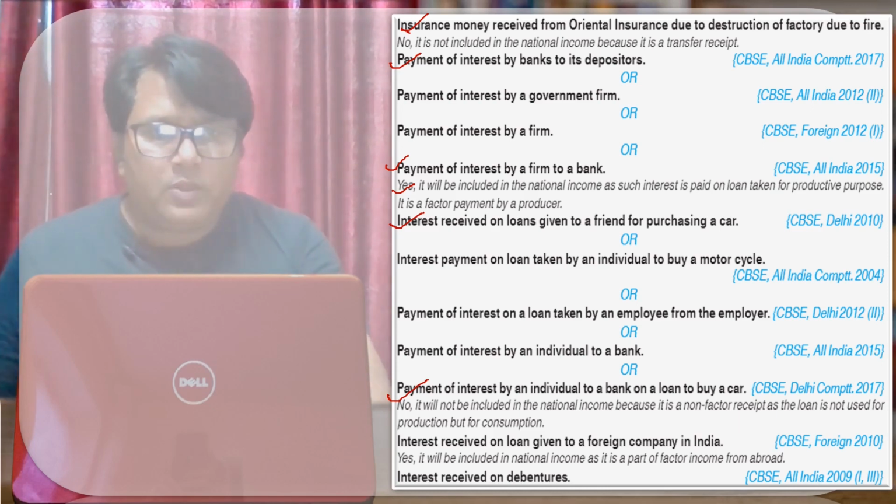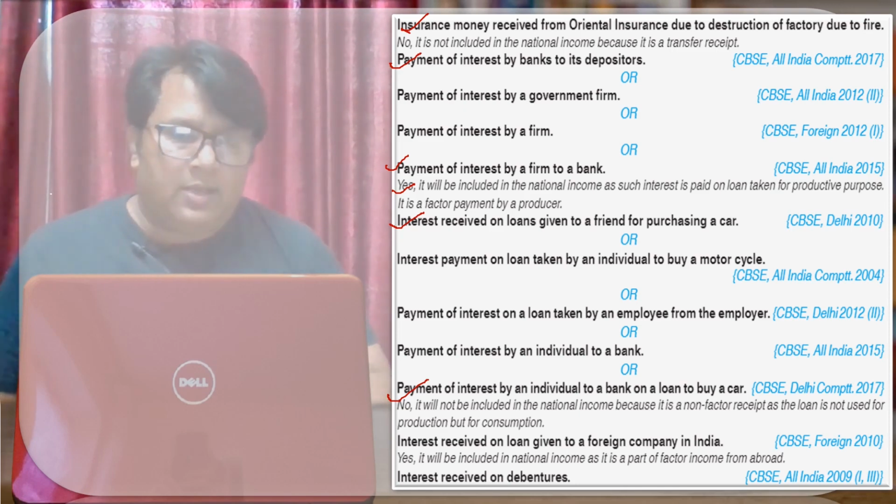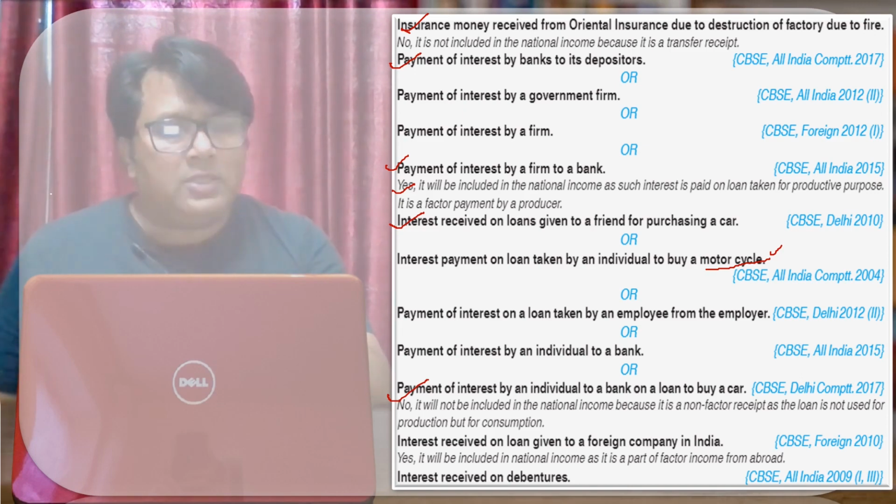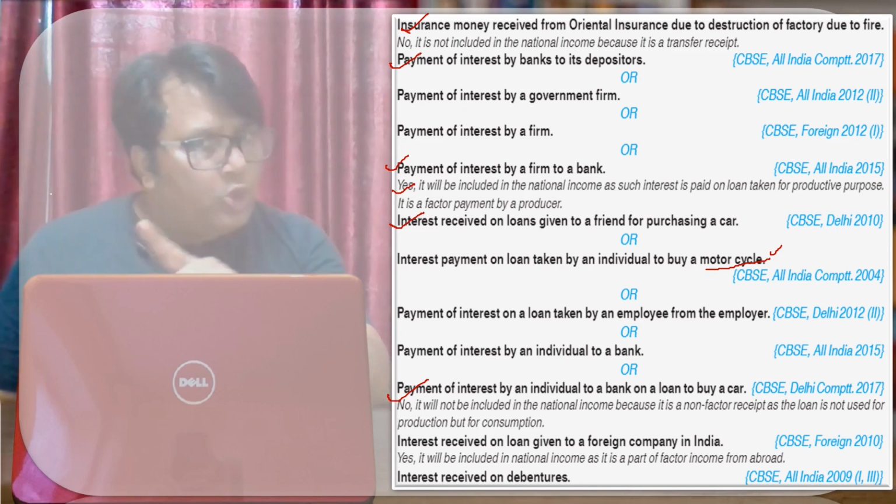Again, interest paid on the loan taken by an individual to buy a motorcycle. By purchasing the motorcycle, will production be carried out? Answer is no. So this is a loan taken for consumption purposes, and the interest on a loan taken for consumption purposes should not be considered in national income. If it is for production, it should be considered, but if it is for consumption, it should not be considered.